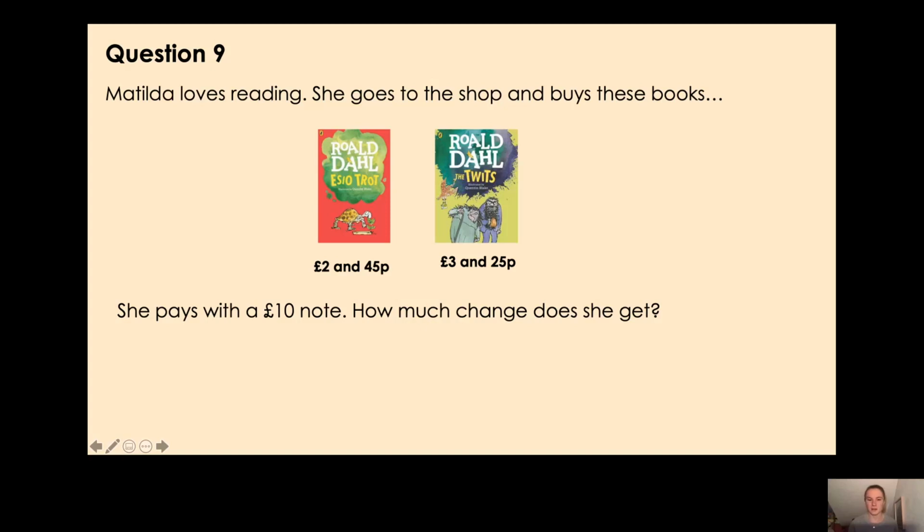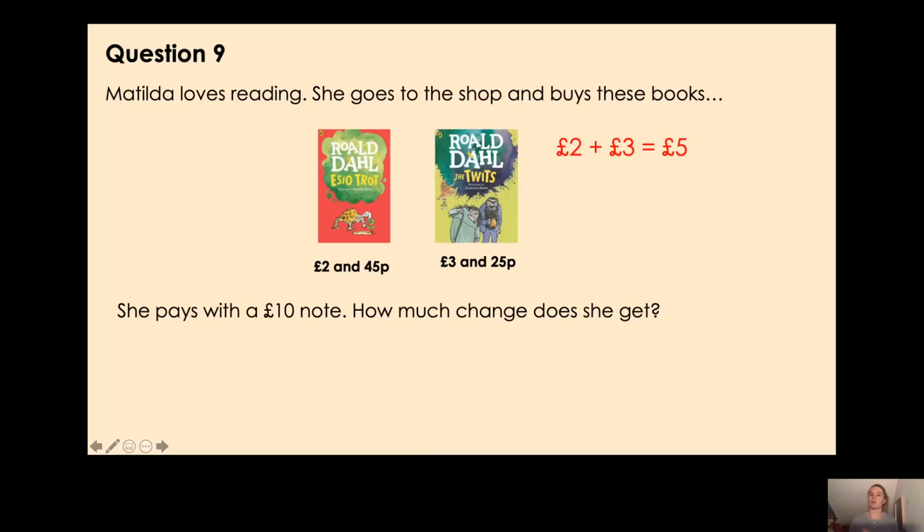Okay, so let's go through this together. Well, again, like we did in the last question, let's focus on the pounds first. First of all, we need to know how much this will all cost her, don't we? We need to know how much it will cost her altogether. So we need to do an addition. So let's add the pounds. Well, we have £2 plus £3, which is, yes, it's £5.